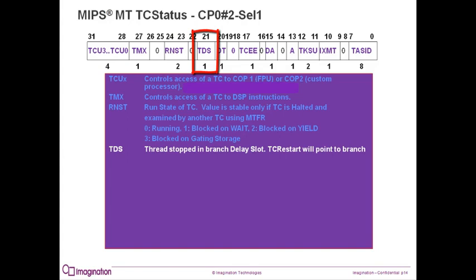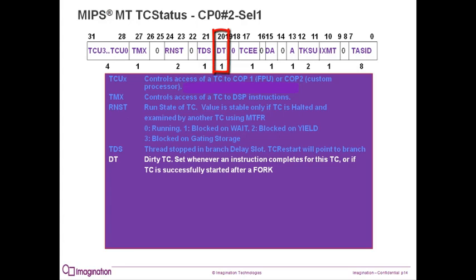The thread stopped in delay slot field is a read-only bit that indicates if the TC was stopped executing an instruction in a delay slot. If this is the case, the TC restart register will contain the address of the branch instruction so that when the TC is restarted, the branch will be reevaluated.